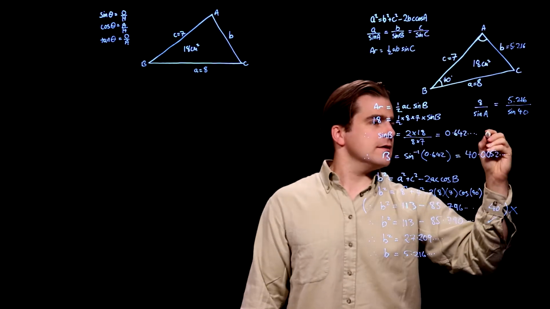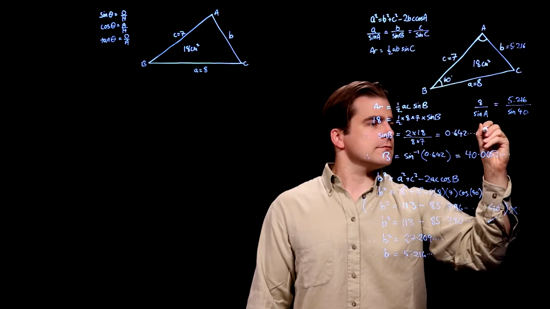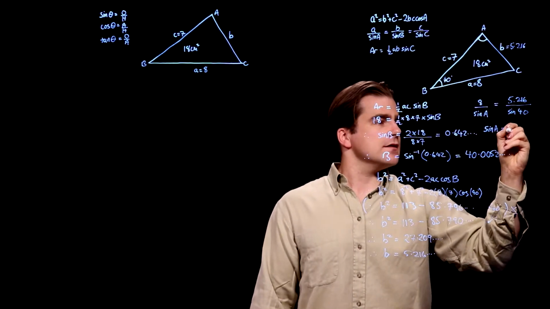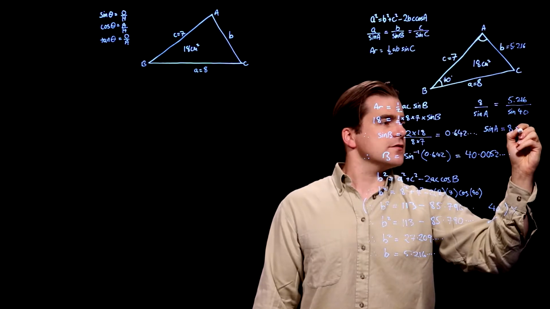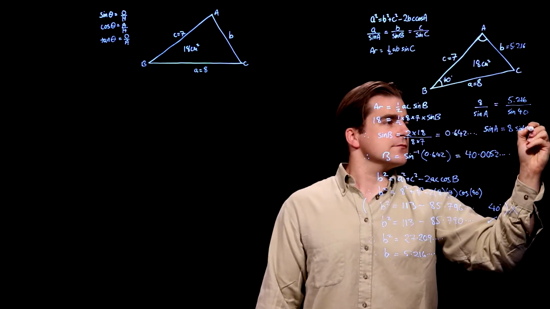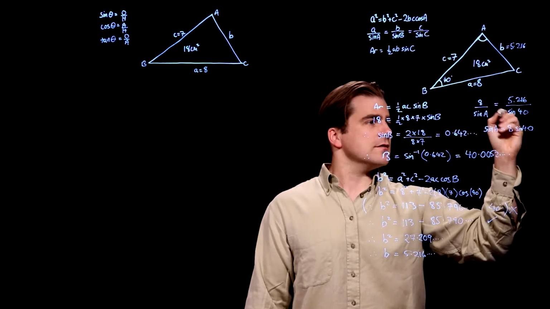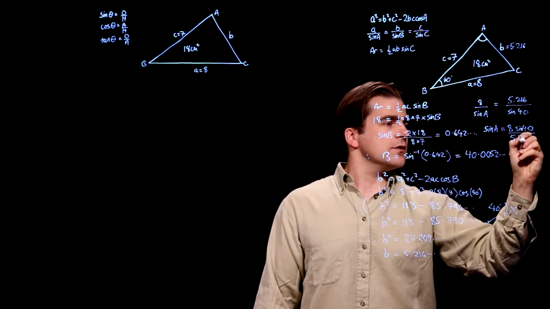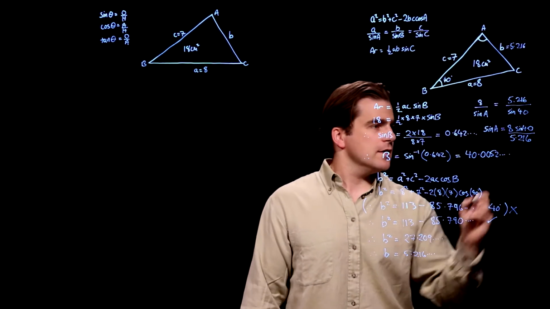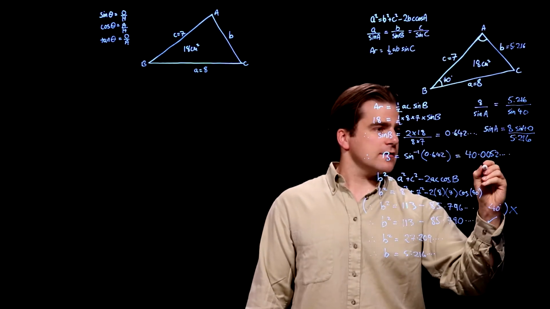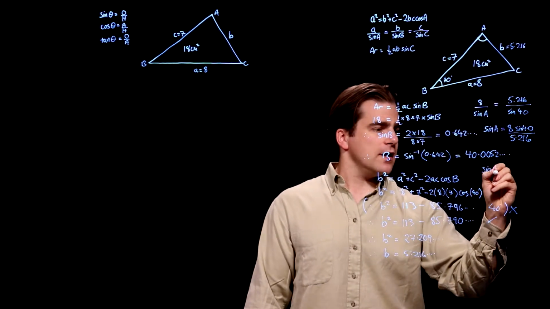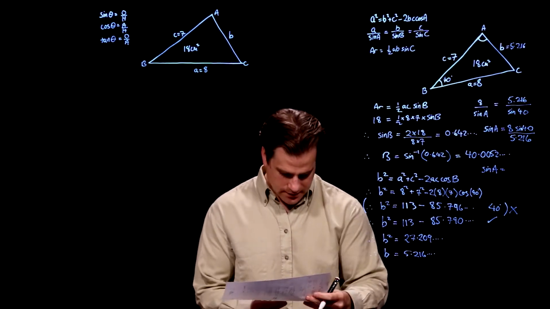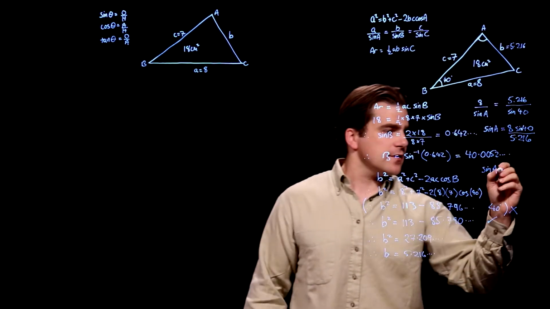So rearrange that and you get sine A is 8 times sine 40 over 5.216. Put that in your calculator and you get sine A is 0.985 something.